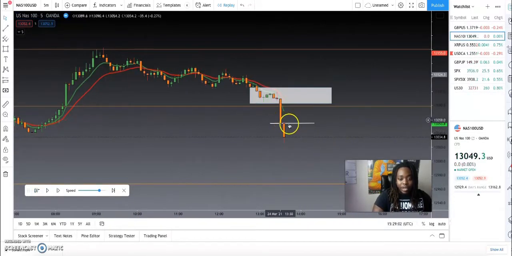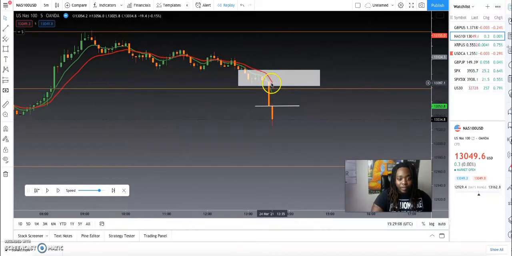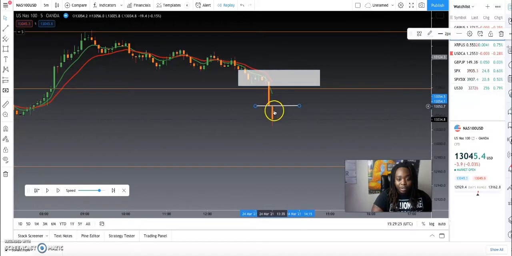All right. So if you got in right here, this would have been a definite entry to me. But most definitely you could have got in once it broke. All right, you see this big candle, you could have got in. But if you wanted a confirmed entry, you could have got in on the next candle, because once again, it broke the box and the next candle was below. So you could have got in for a sell.